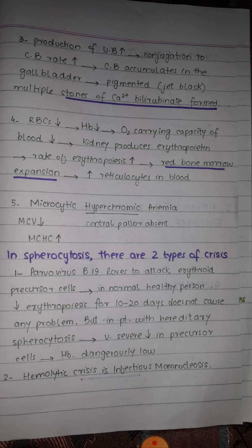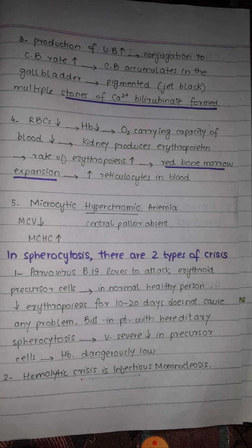Okay, in spherocytosis there can be two types of crisis. Number one, parvovirus B19 infection. Parvovirus B19 is a virus which loves to attack erythroid precursor cells. If parvovirus B19 attacks a normal healthy person, then there is decreased erythropoiesis for about 10 to 20 days, and the person recovers after 10 to 20 days, and there is no problem.